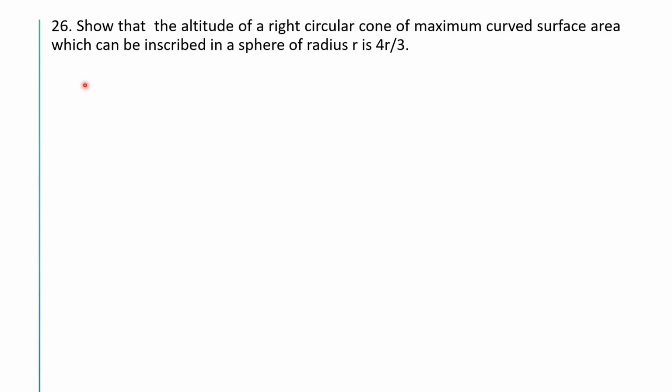Next question. Show that the altitude of a right circular cone of maximum curved surface area which can be inscribed in a sphere of radius r is 4r by 3. So here we have to show that the height, the altitude of a right circular cone of maximum curved surface area which can be inscribed in a sphere, where the radius of the sphere is r, is 4r by 3.